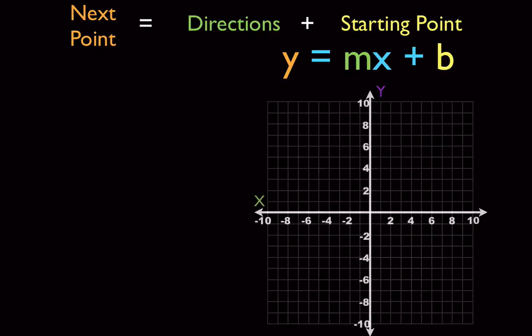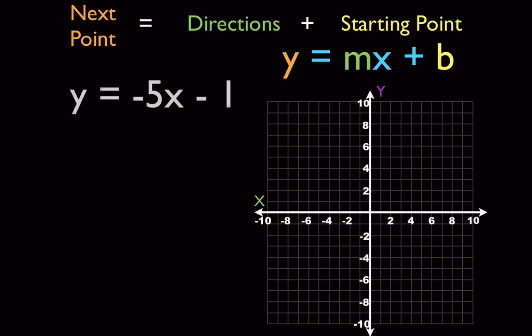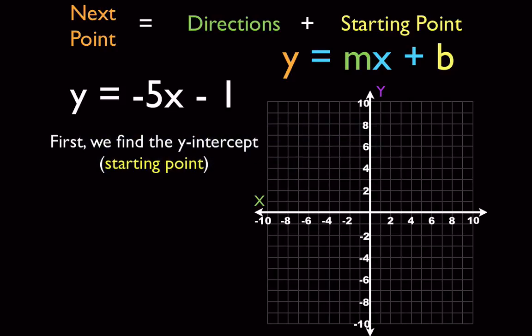All right, so let's look at a first example here. First thing I need is my starting point. My b is my starting point, which is -1. That means (0, -1), because every y-intercept has 0 for x. I'm going to plot that point on my graph.